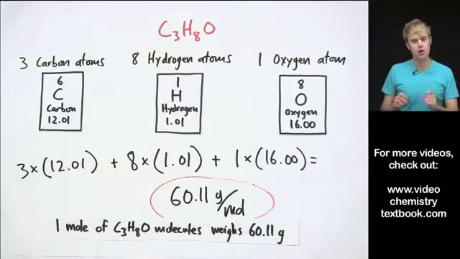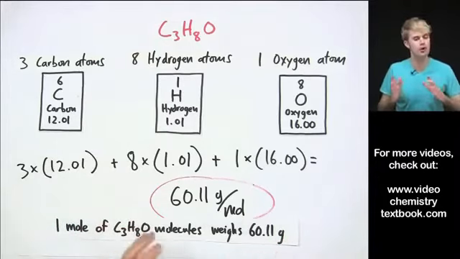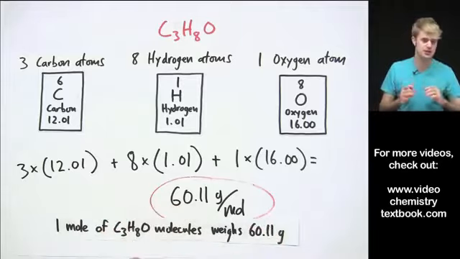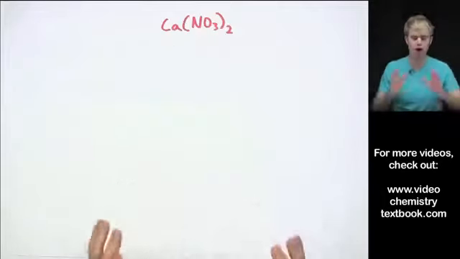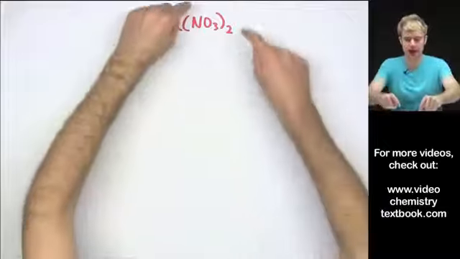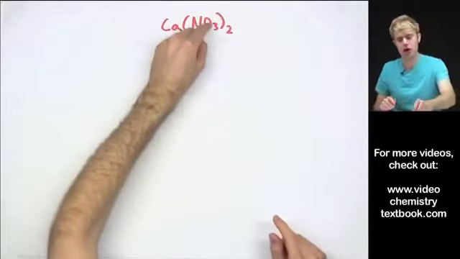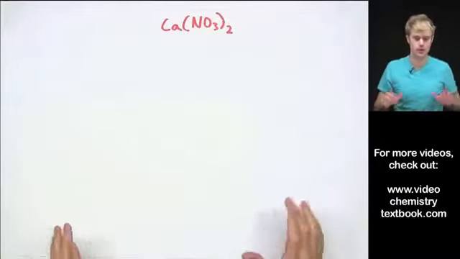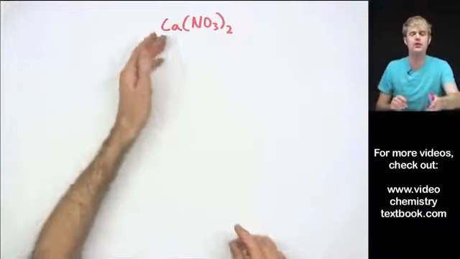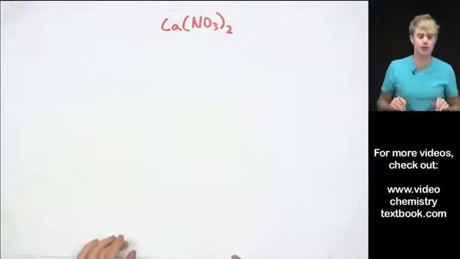Now let's keep going and look at some examples that are a little bit more complex because they have parentheses in them, which can get a little bit tricky. Okay, Ca, and then we have parentheses, NO3, 2. So let's use this formula to figure out how many of each type of atom we have.